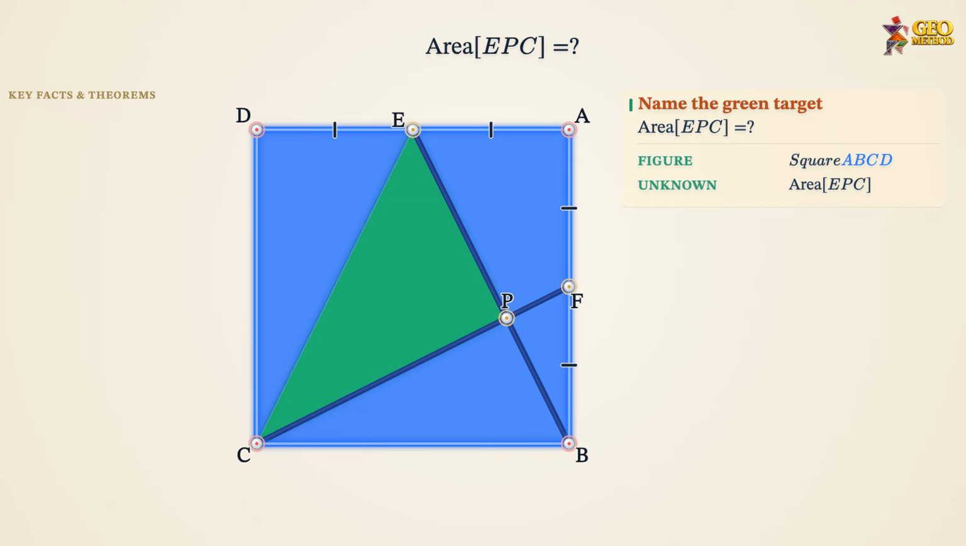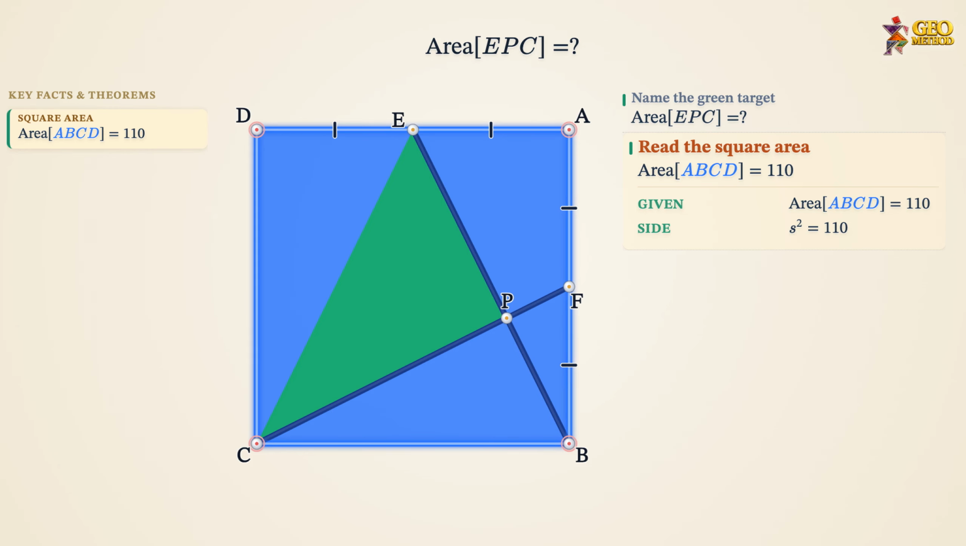Inside the blue square, the green triangle EPC is the target. We need its area. The next scene will reveal the whole square area that sets the scale. The blue square IBCD has area 110 square units. Keep that as a whole figure given. The green answer is not shown yet.